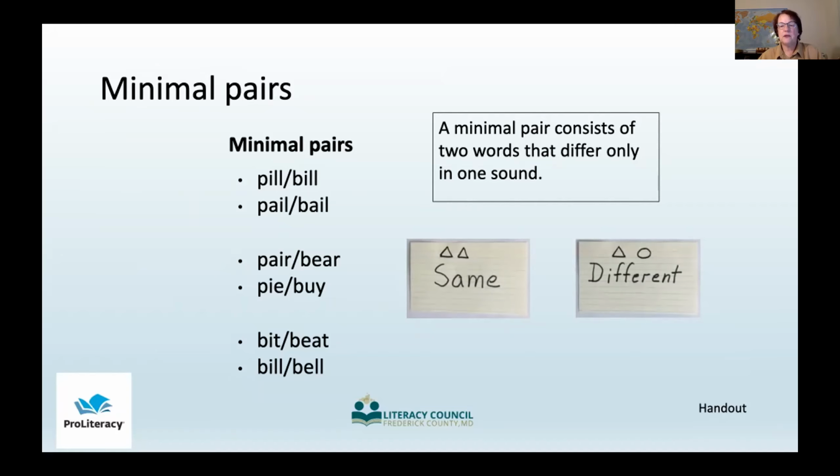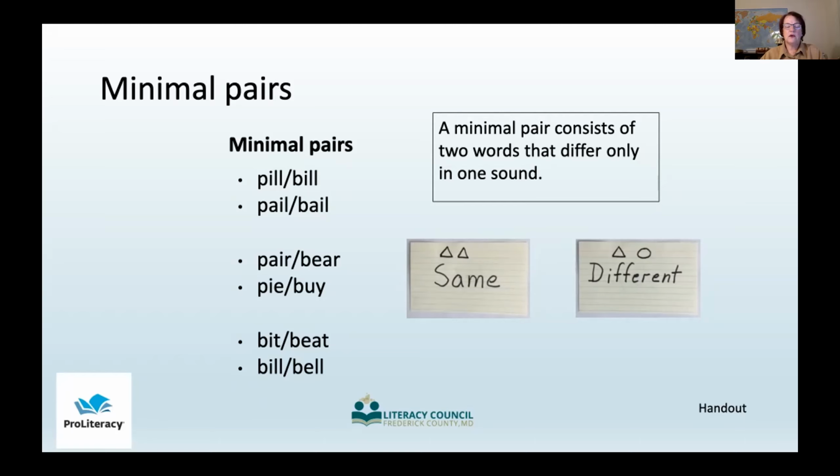The pill and the bill, those two sets there. In the next two examples, only the initial sound has changed, but the two words are spelled completely differently. The sound that changes does not have to be the first sound. In addition, it could either be a consonant or a vowel. In the last two examples, only the vowel sound has changed.